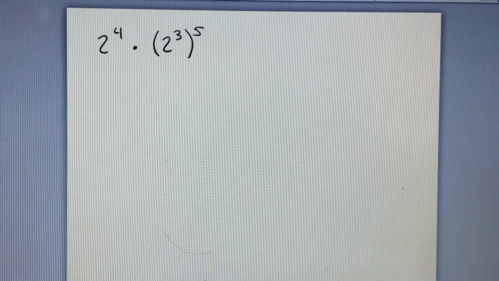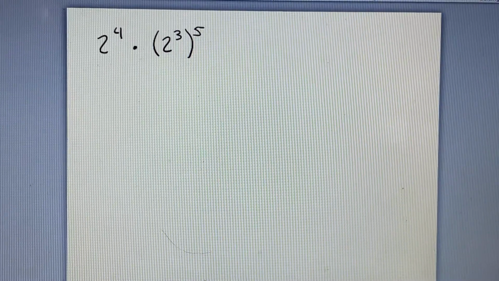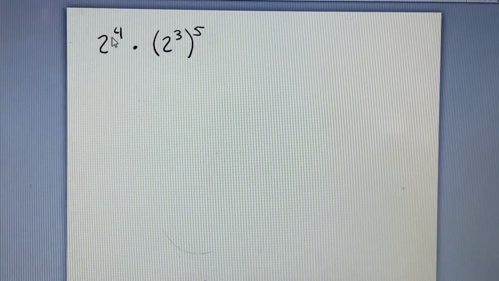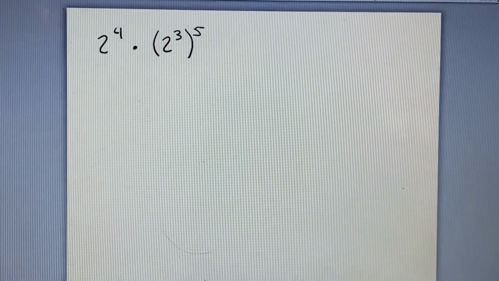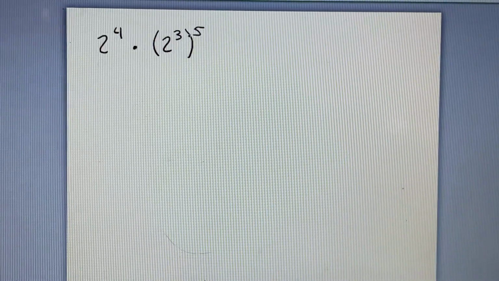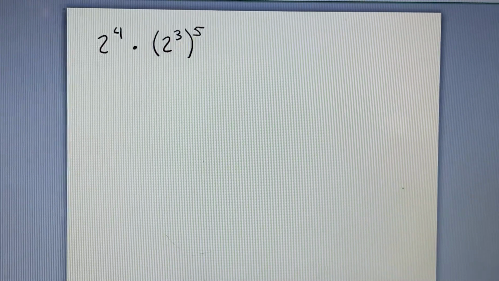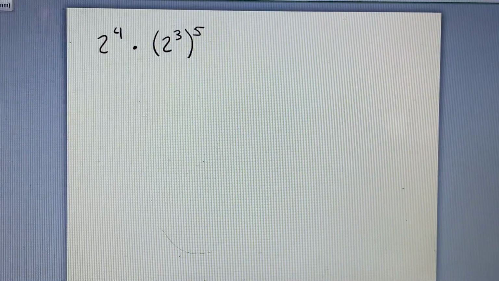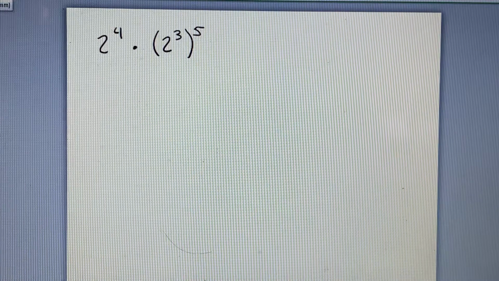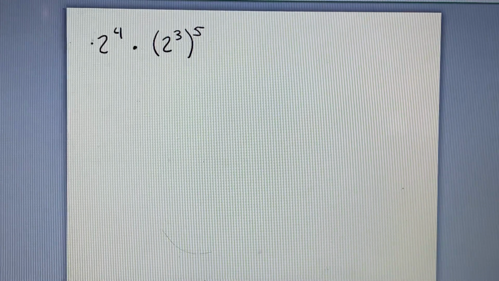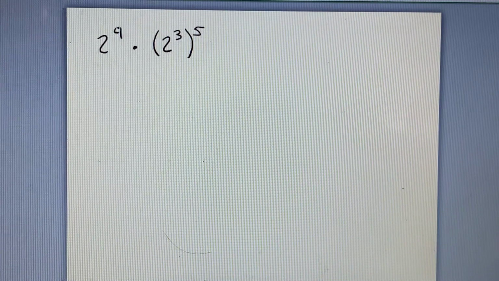Here I'm going to show you how to do a multi-step exponential problem. Okay, so we have 2 to the 4th times 2 to the 3rd being raised to the 5th power. So what you want to look for in these problems is either something that is an exponent being multiplied by another exponent, power to a power, or division.